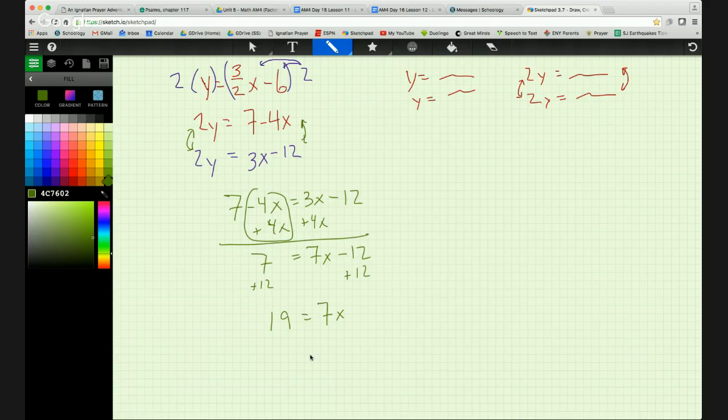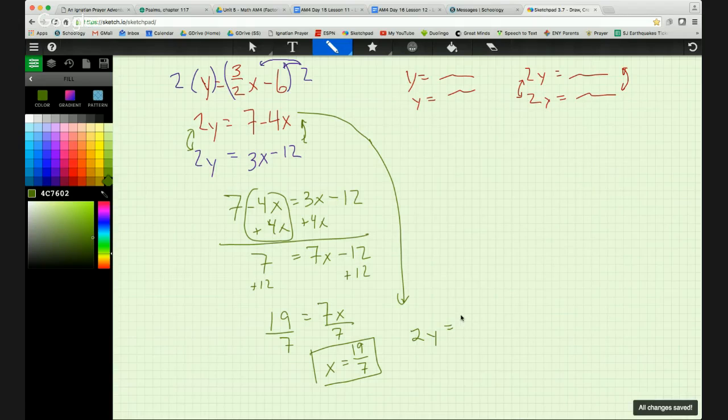And so I get here, we're going to divide both sides by 7, and I get x equals 19 over 7. Kind of an ugly fraction. Now let's go back and look at this equation, and we're going to use it to find what our y has to be. So we know that 2y equals 3x minus 12, and we know that x is 19/7. So 2y equals 3 times 19/7 minus 12.